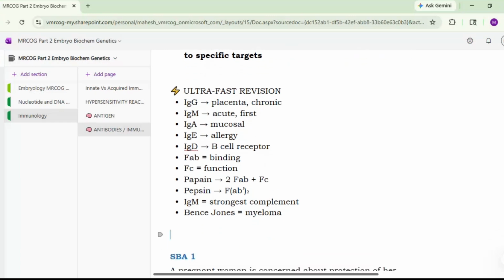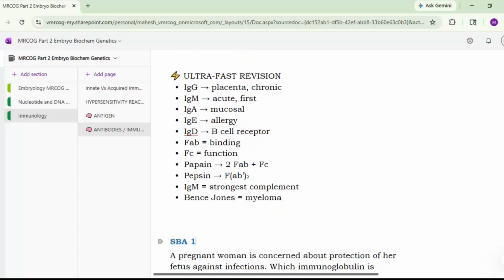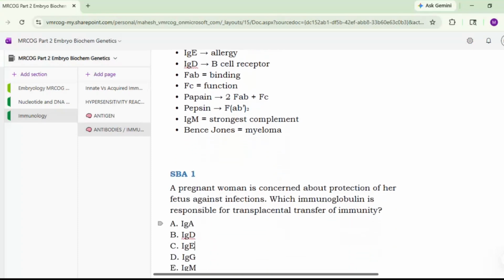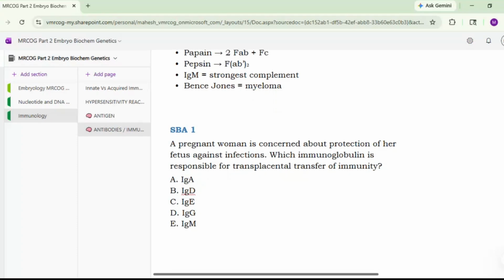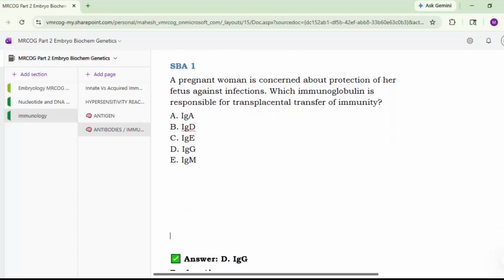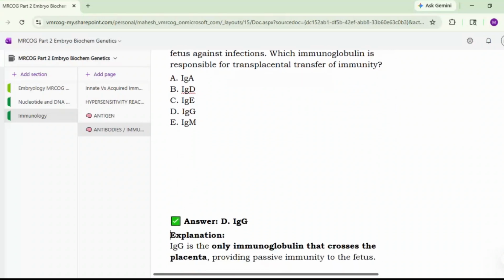The topic is over. We have a few questions. Dr. Sansi, you want to go through these questions? Yes, sir. A pregnant woman is concerned about protection of her fetus against infections. Which immunoglobulin is responsible for transplacental transfer of immunity? Sir, option D, IgG. Correct. IgG crosses the placenta.